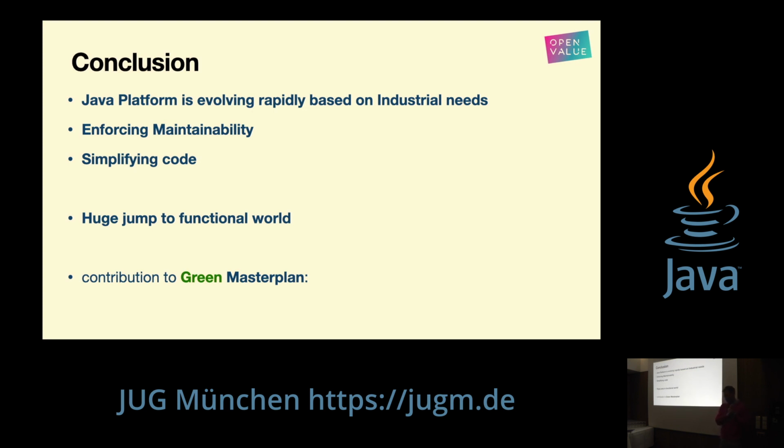So, conclusion: Java is evolving. Thanks to the six-month cadence, it's pretty fast. Features are coming way faster than ever before. It enforces maintainability and greatly simplifies the code. So there is a reason to migrate. And as you may remember from the charts, you may also see some differences in performance or energy consumption.